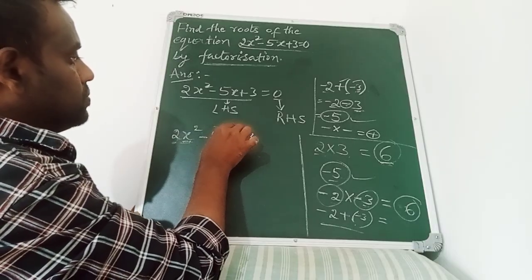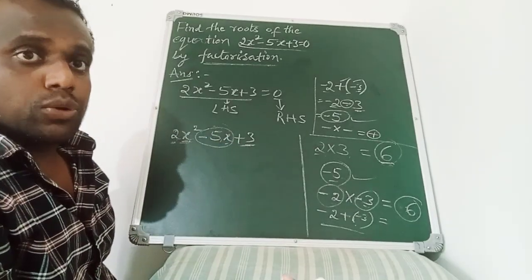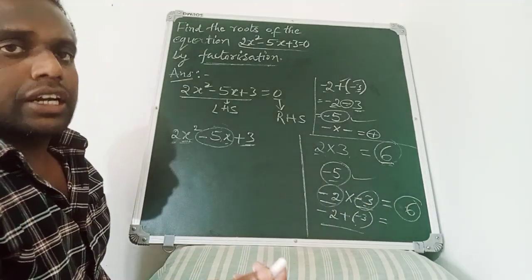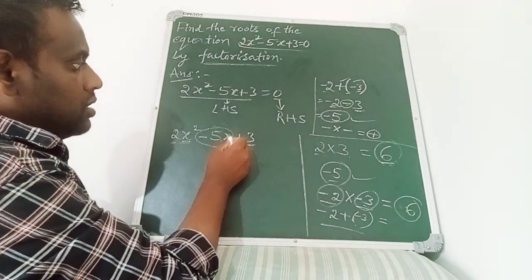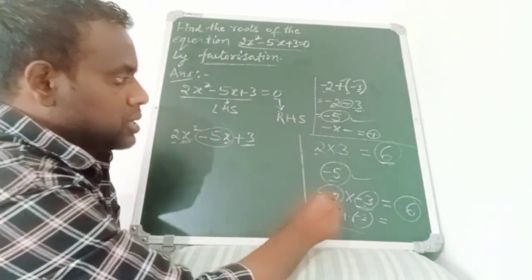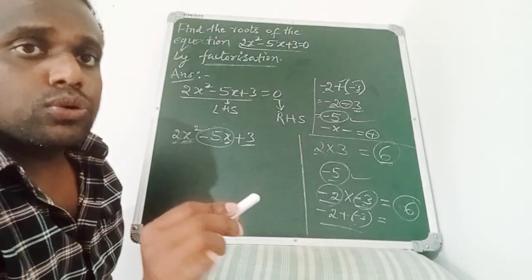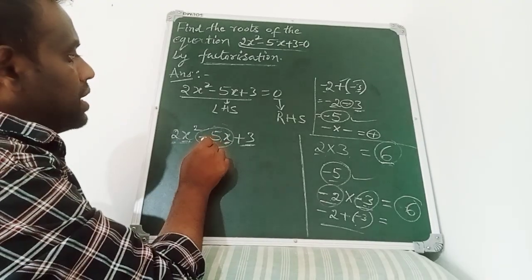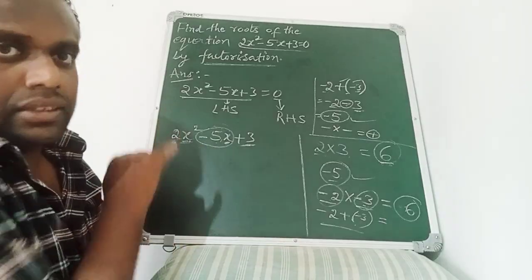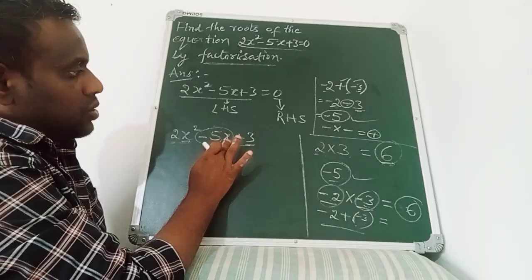Middle term means what? This one. Okay, so we have to replace this minus 5x using these numbers, minus 2 and minus 3, and also the variable x. Here the variable x is there. Using the numbers minus 2 and minus 3 and the variable x, we have to write this minus 5x once again. This is the middle term. Only the middle term you have to write like that. Important, not this one. Middle term means where x is present.